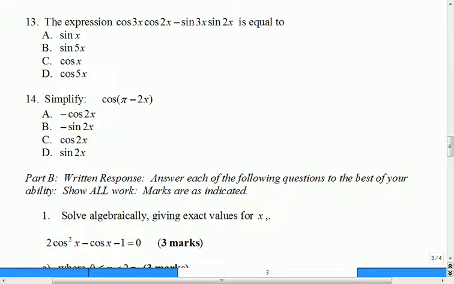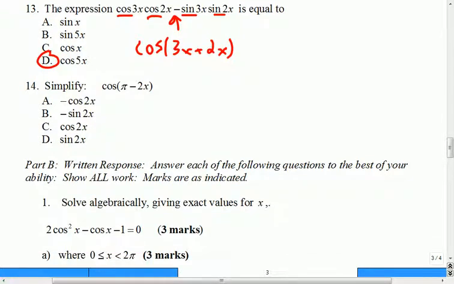Okay, this next identity, you should recognize it as a cosine identity because it has same ratios. It's going to be a cosine and it's going to be a sum because the sign will change here. So this is going to be the cosine of 3x plus 2x, which is also known as cosine 5x.